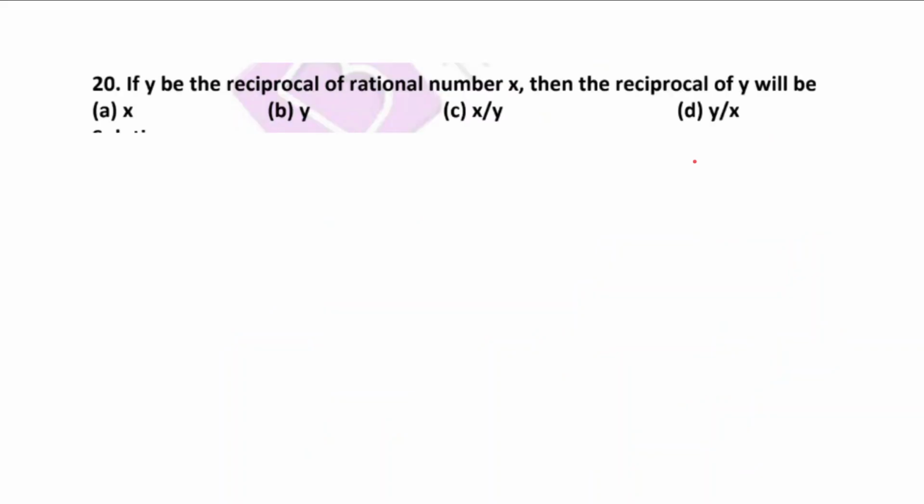Okay, now read this question and solve the problem. Okay, let us now solve this. If y be the reciprocal of a rational number x, that means they are telling a rational number x is there. Now y is the reciprocal means y is equal to 1 by x. Okay, because what is a reciprocal? It is 1 by that number. Then the reciprocal of y will be what? Reciprocal of y means 1 by y.